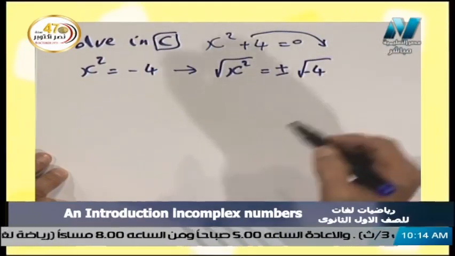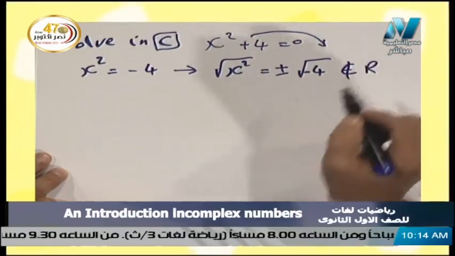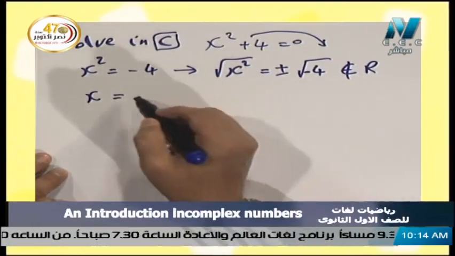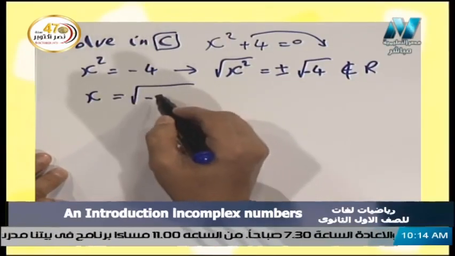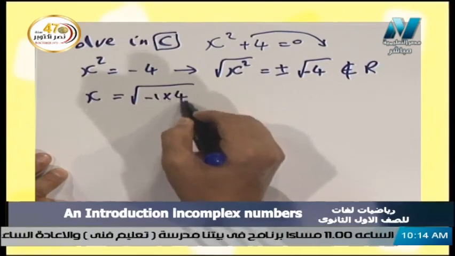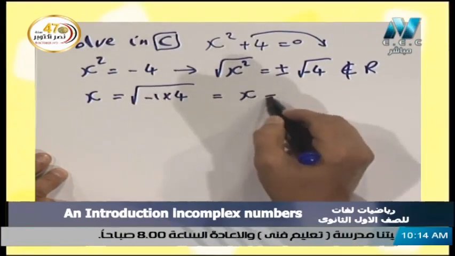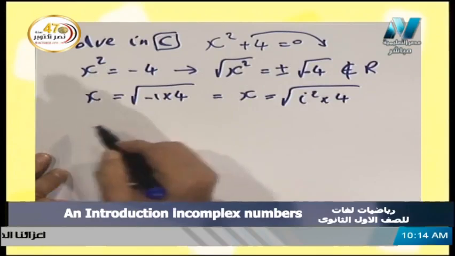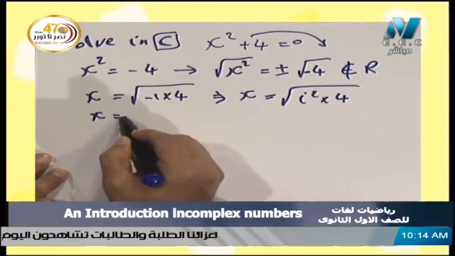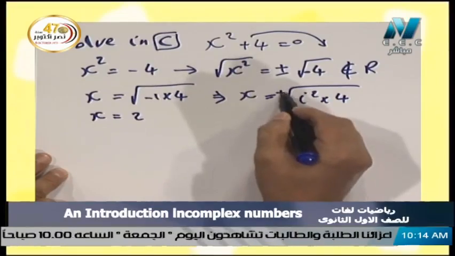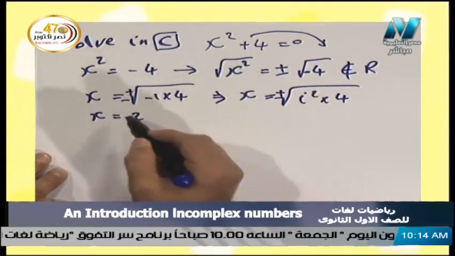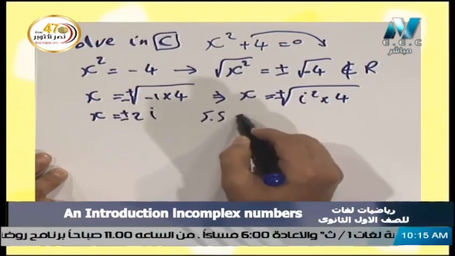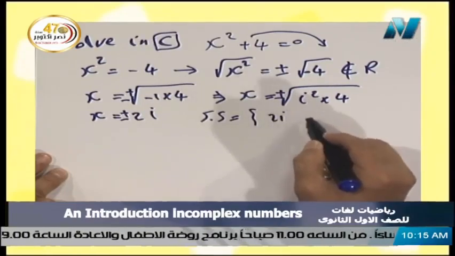Sorry. Negative 4 doesn't belong to R, but now we have x equals the square root of negative 1 multiplied by 4. Negative 1 is i power 2, multiplied by 4. So x equals 2i, positive or negative, of course, don't forget it, positive or negative 2i. So the solution set equals 2i and negative 2i.